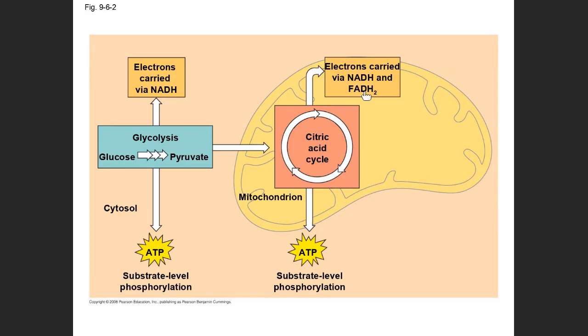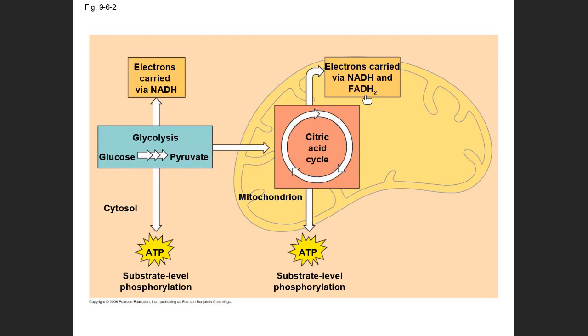Also, a little bit of FADH2 gets made. And they are also carrying electrons to the electron transport chain to make ATP. But what the cell is really doing here is it's oxidizing that glucose. It's ripping it apart carbon by carbon. It's breaking those covalent bonds, and it's capturing those electrons, mostly in NADH, a little bit of FADH2, but those electrons are going to be used to make the majority of ATP inside a cell.